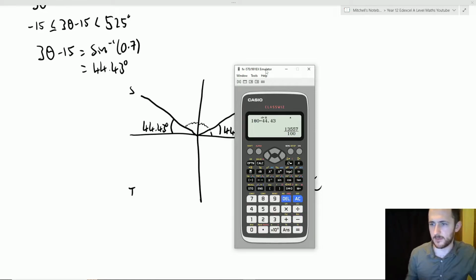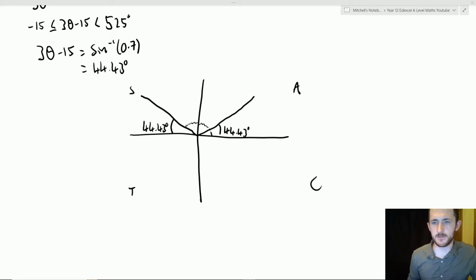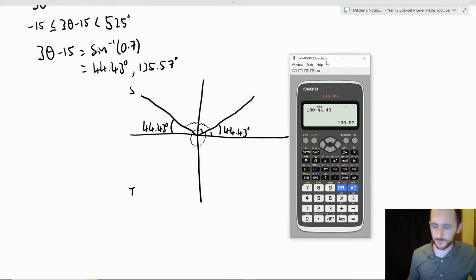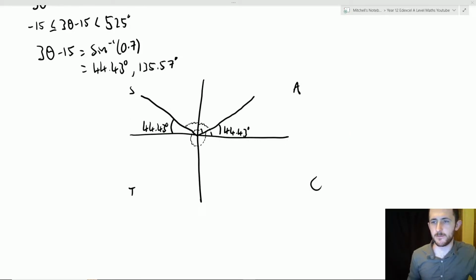0.43, I keep saying 0.3. 135.57. And again, since we haven't reached the upper limit of 360, I'm going to go around one more time. So go all the way around to here. That would be 360 plus 44.43, which gives me 404.43.